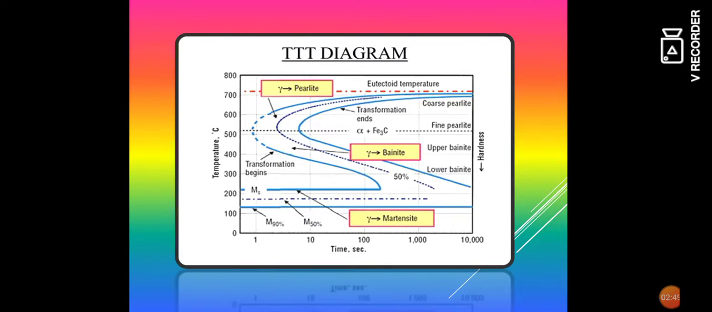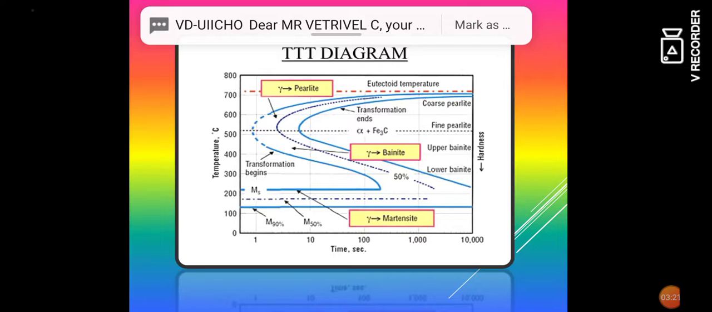Here we see what the TTT diagram is. In this picture, the time is plotted along the x-axis and the temperature is plotted along the y-axis. At first, the eutectoid alloy is heated up to a particular temperature, that means above 700 degrees centigrade. This temperature is called the eutectoid temperature. Above this temperature, the material is in the austenite phase.